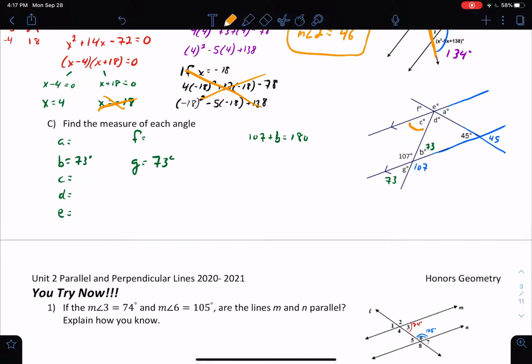What about this angle up here? Angle C. Okay, well, angle C and 107 are same side interiors. So I know 107 plus C has to be 180. So that means C is also going to be 73. I also know that because C and B are alternate interior angles, and alternate interior angles are congruent. All right, so far we're making headway. We've done C, B, and G. Now I'm going to go over to the other diagram and start filling stuff out there.